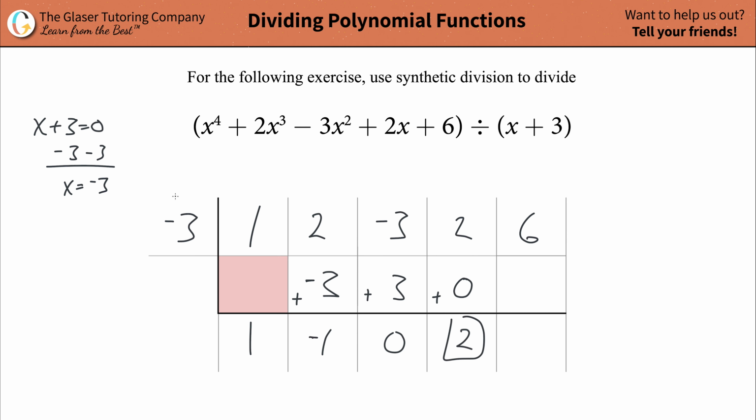Take that result, multiply by the outside value. That's going to be a negative 6 now. Plug it into the next adjacent cell. Add it to the value at the top, and that's then going to be a 0. And voila, synthetic division's over. Now you just have to keep in mind what these values represent. This is your remainder value. That's always going to be the value all the way to the right.